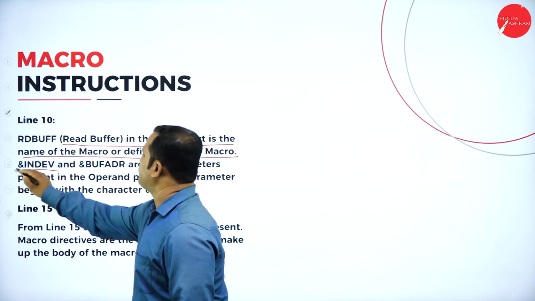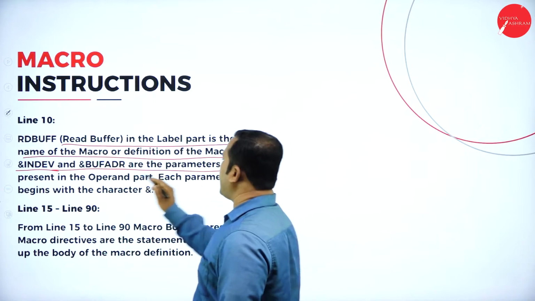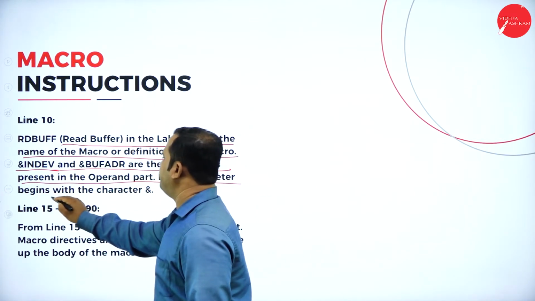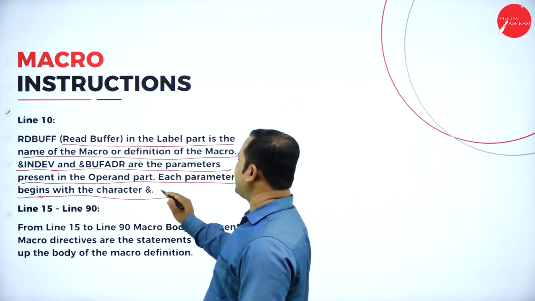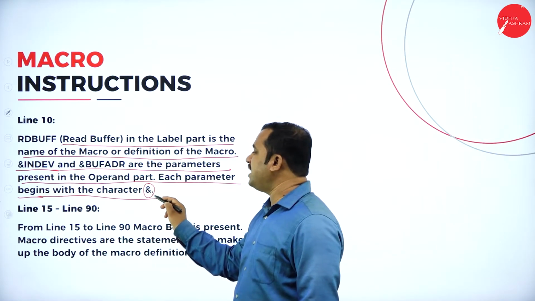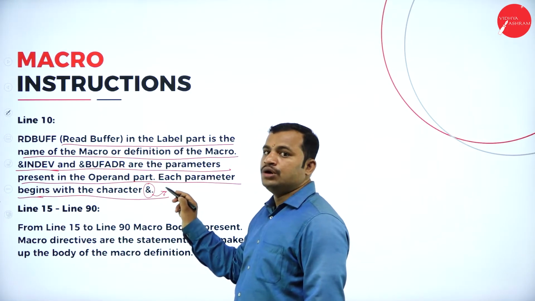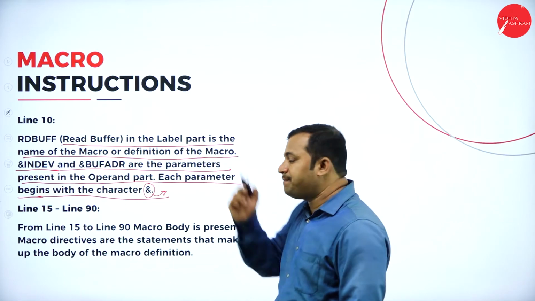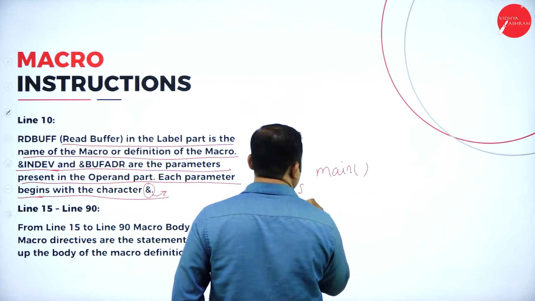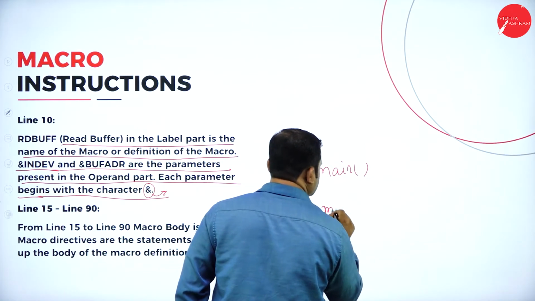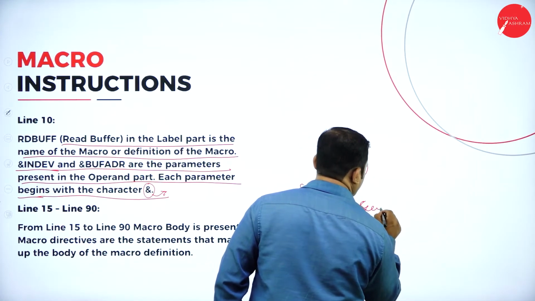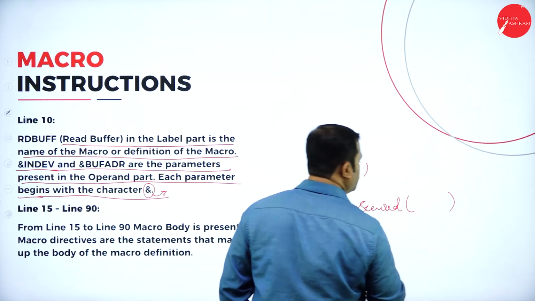Input device and buffer address are the parameters present in the operand part. Each parameter begins with the character ampersand. Always please remember that ampersand is the symbol that is used to represent a parameter. For example, if I have a main function here and I want to write the function marks secured, this is the function call.